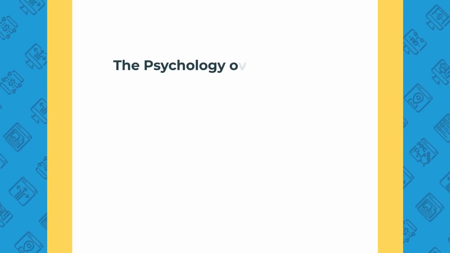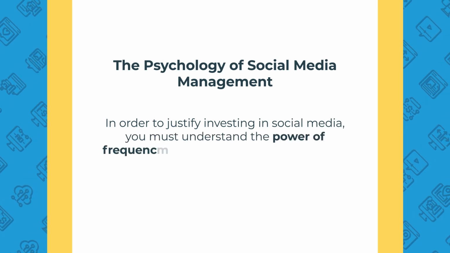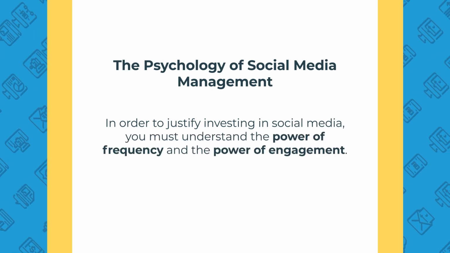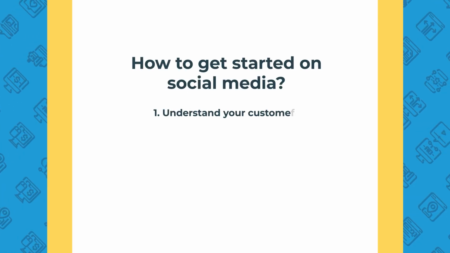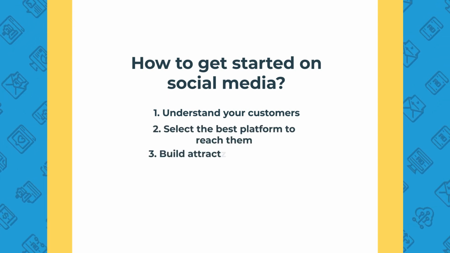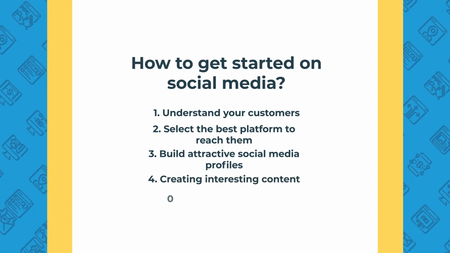We also talked about the psychology of social media management. In order to justify investing in social media, you must understand and place value on the power of frequency and the power of engagement. When the two are matched, you're more likely to generate revenue in the long term. Finally, we talked about how to get started on social media. You need to understand your customers, select the best platforms to reach them, build attractive social media profiles, create interesting content, and reach your audience.